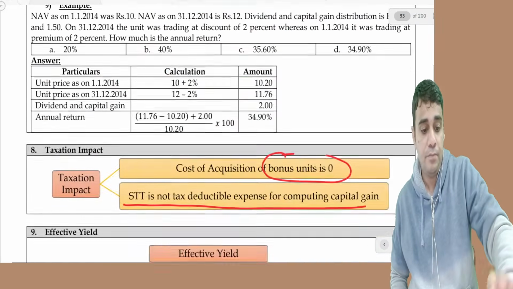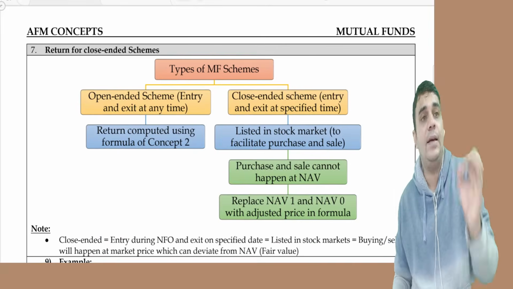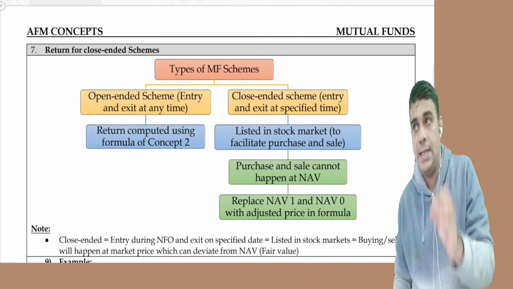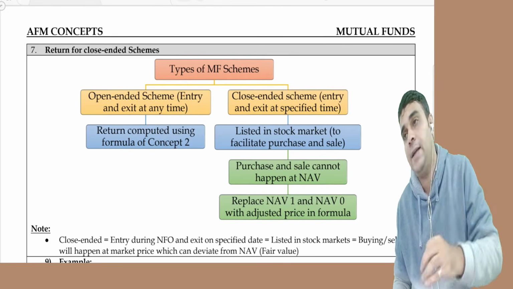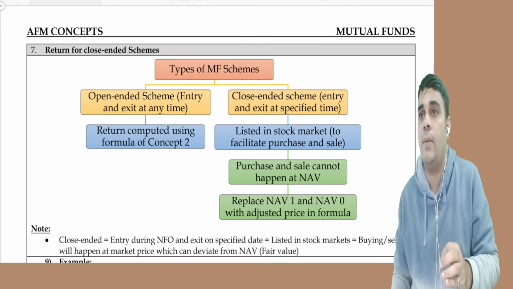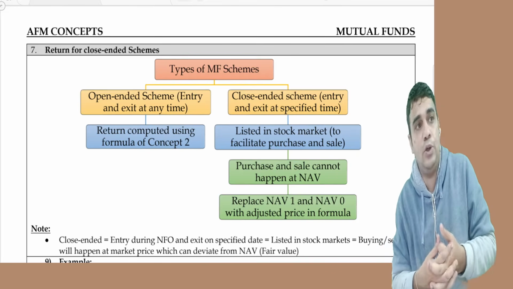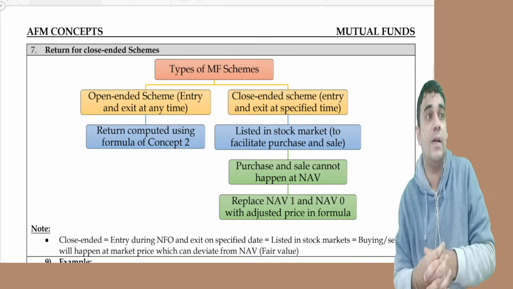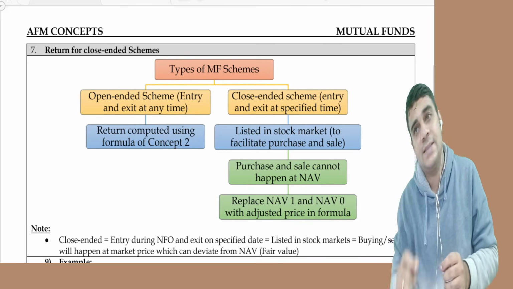Okay. And I also discussed close-ended schemes. Open-ended scheme, entry and exit at any time. Close-ended scheme, entry and exit will be only at a specified time. Because of that, it has to be listed in the stock market. When it is listed in the stock market, if you are buying or selling, you cannot buy and sell at NAV. You can buy and sell at the price prevailing in the market, which obviously will be different from NAV, slightly up, slightly down.